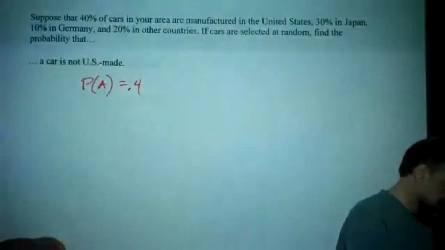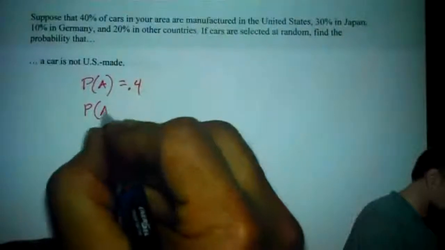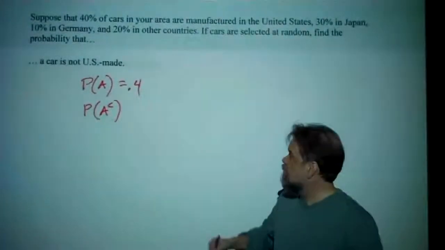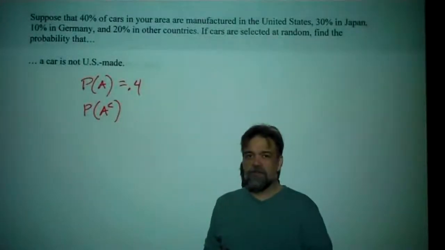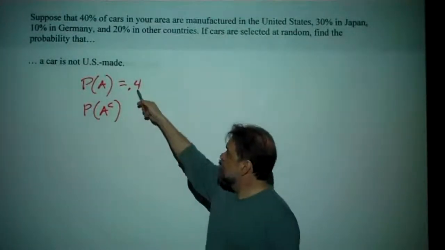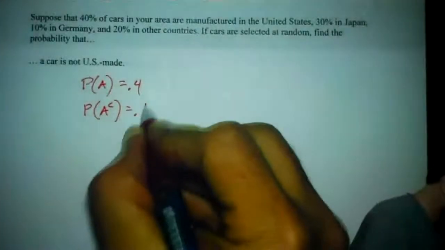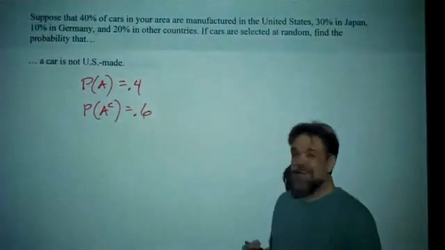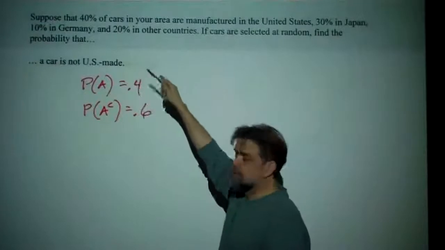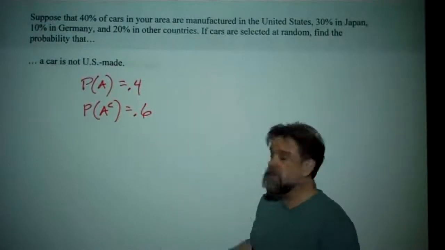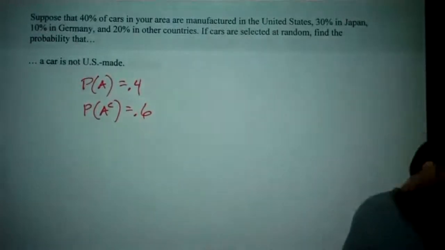40%, right? So that tells me that the probability that the car is not made in America, that's just the complement of our initial event, and the probability of the complement is just going to be 1 minus that. So it's going to be 0.6. Now, I could have gotten this by adding up 30% plus 10% plus 20% to get 0.6. I find it's a little easier to just say, well, 1 minus the probability of its complement. Okay?